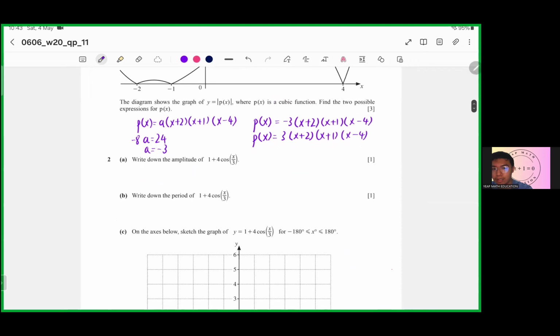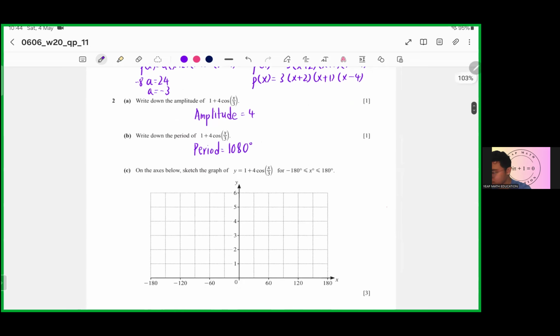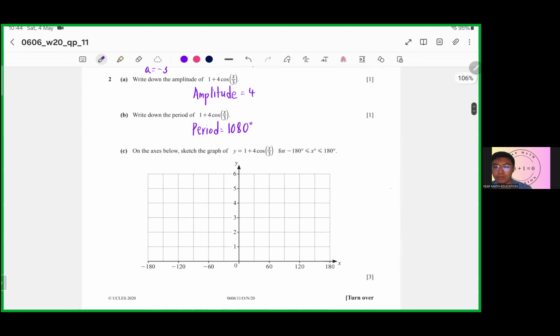Write down the amplitude of 1 plus 4 cos 1 over 3 x. So for the amplitude, we just take this one, equals 4. The period is 1080 degrees. After that, now we need to sketch this graph.